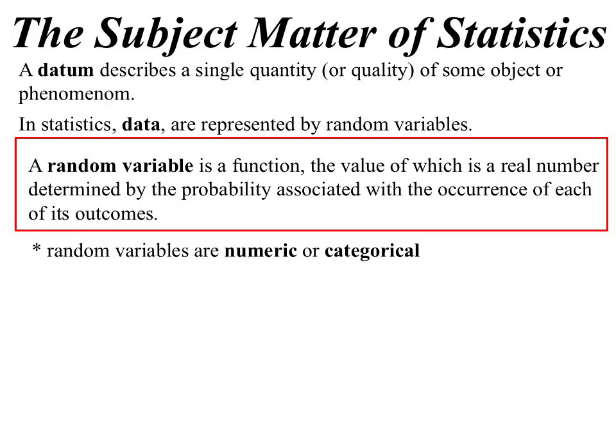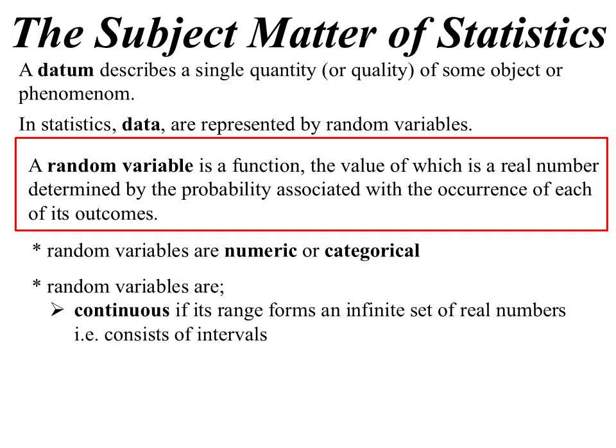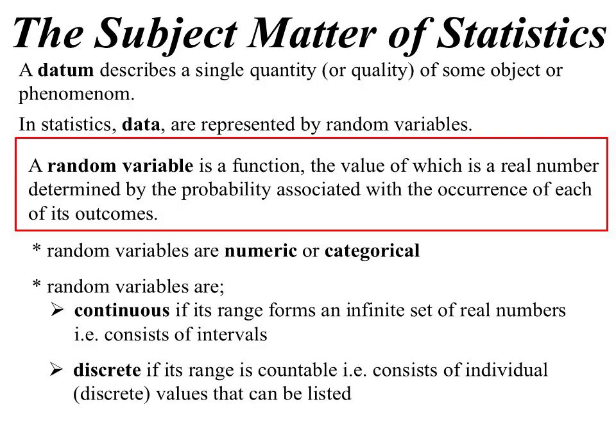It's simply a function. The value of that function is determined by the probability of the occurrence of that happening. Remember, random variables can be numeric, they can be categorical, they can be continuous if the range of answers has no break in it, a nice continuous interval. Or it could be discrete, where there are breaks in there, they're countable objects.